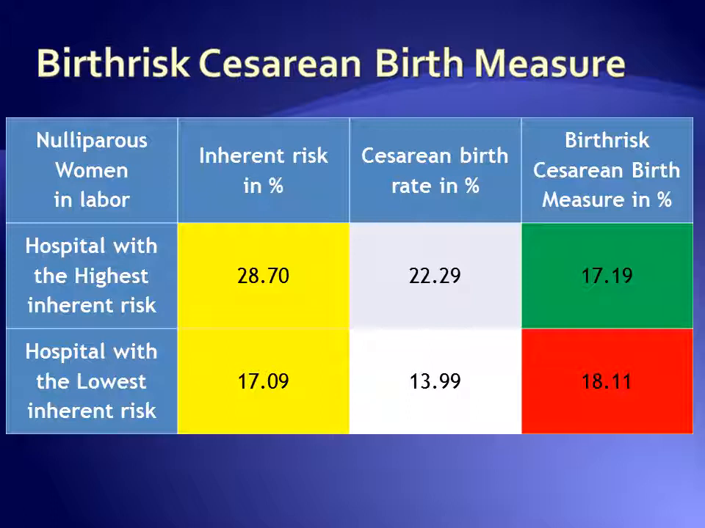The Birthrisk Cesarean Birth Measure reveals that of these two hospitals, it is the one with the higher cesarean birth rate that is using labor management strategies that were better at decreasing the inherent risk of their patients. Therefore, if a woman wants to go to the hospital that is best at decreasing her risk of a cesarean birth, then she should go to the hospital with the 22.29% cesarean birth rate. The Birthrisk Cesarean Birth Measure is currently the only measure available that can adjust a cesarean birth rate to reflect the inherent risk of the women who are giving birth.